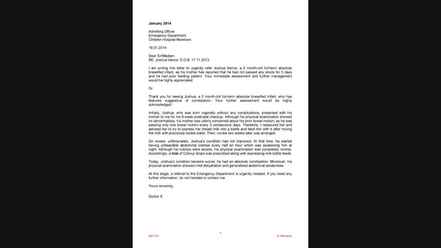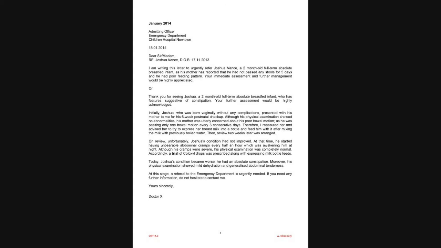And the other way you can write it, as you see there, is you can say, thank you for seeing Joshua. This is for doctors, okay? A 2-month-old, full-term absolute breastfed infant who has features suggestive of constipation. Your further assessment will be highly appreciated. That's the first paragraph, nothing more, nothing less.